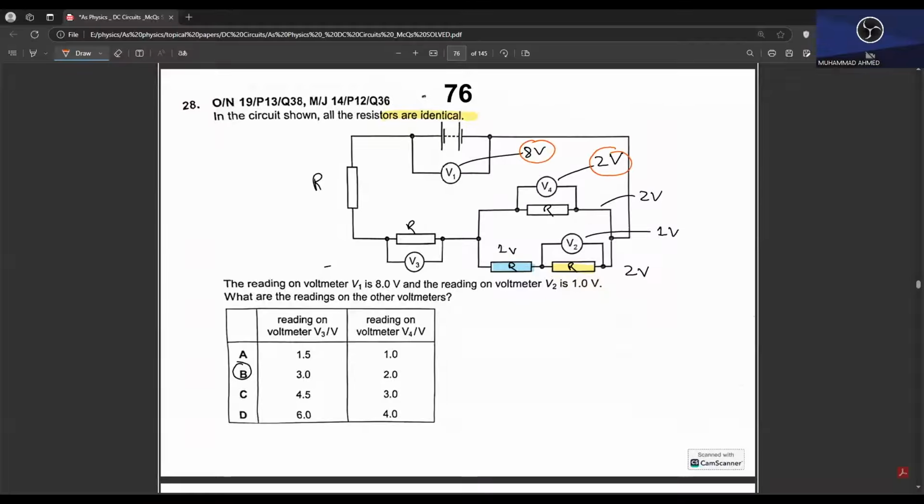2 volts is occupied by this parallel combination. The remaining is 6 volts. And you have two identical resistors, so it will get equally divided. 3 volts is the reading across the voltmeter. 3, B is your answer. Let's further move ahead.